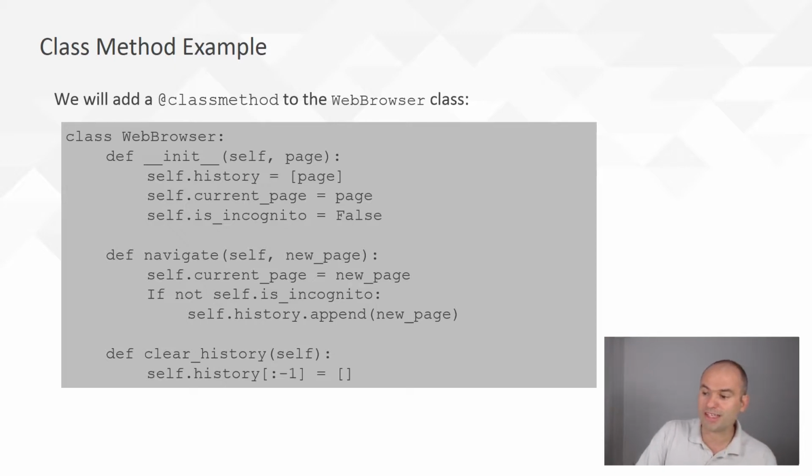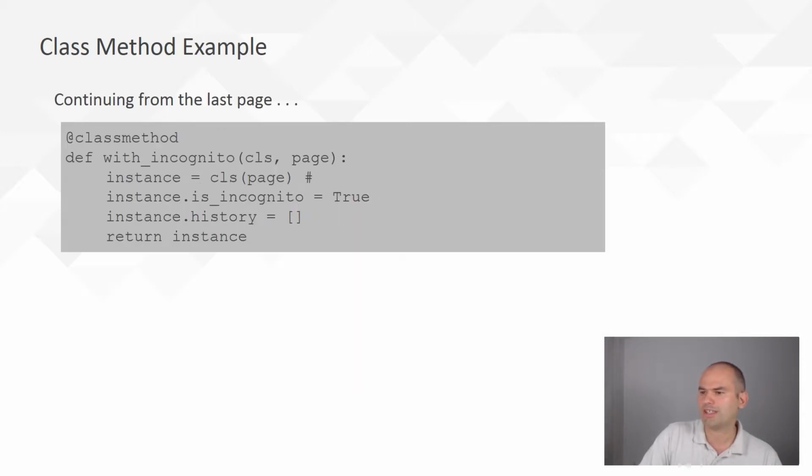You can also clear history, but up to the current page, so the current page is always going to remain in the history. That limitation, that you can delete the history but the current page is always there, is something that this class method is going to overcome. So this is the class method. It's called with_incognito.